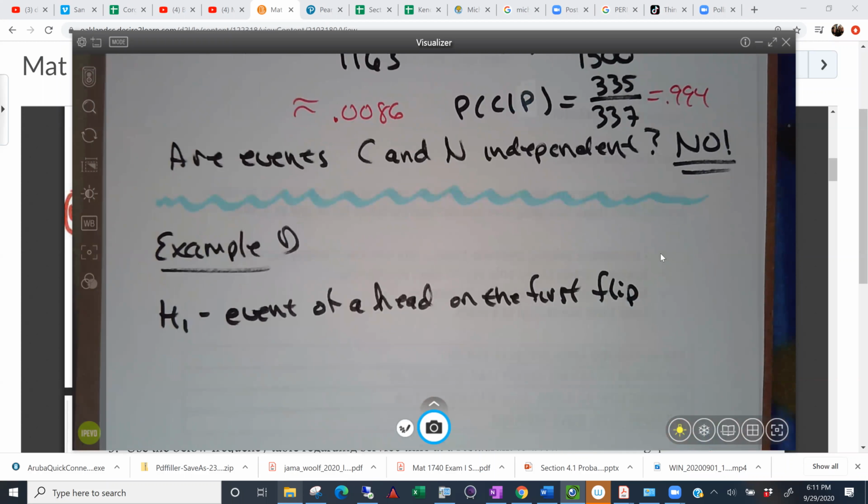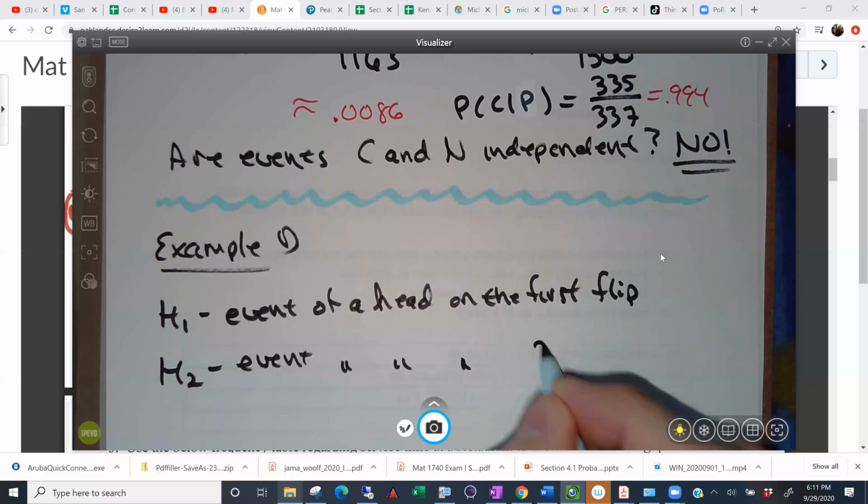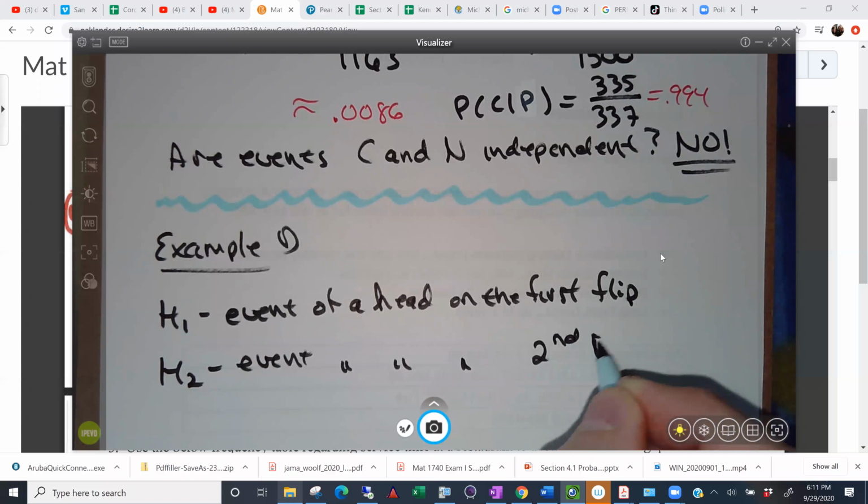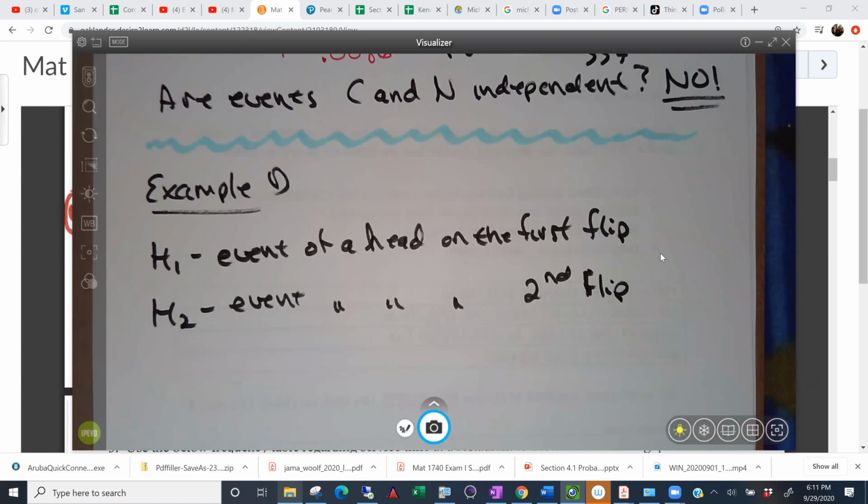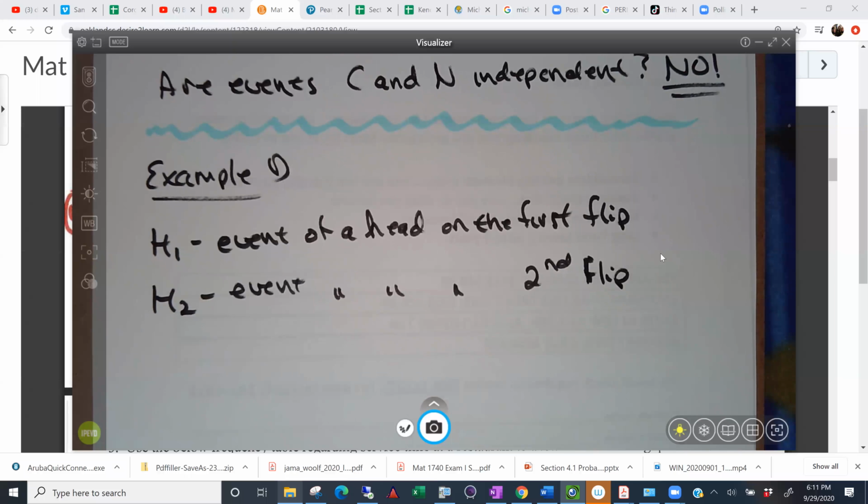So you're tossing a coin, you get a head on the first flip. H2 is going to be the event of a head on the second flip. And now what I want to do is look at my sample space. So let's look at our sample space. This is the space of all things that can happen.